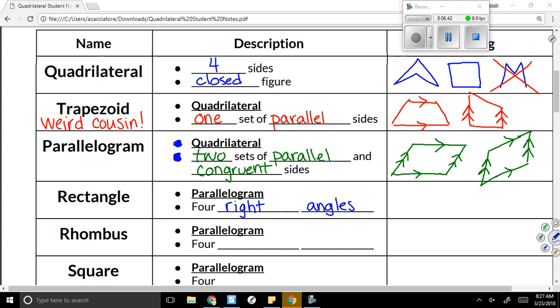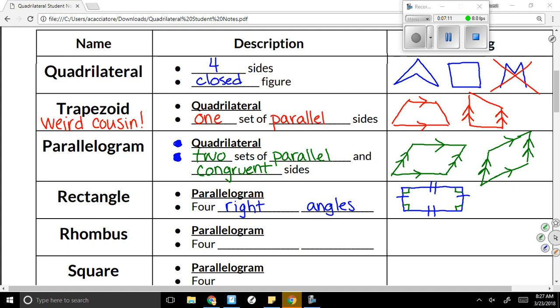And a lot of us know what a rectangle looks like, but we're going to make sure that we have those symbols. So I'm going to go ahead and draw my rectangle. It has 2 sets of congruent and parallel sides. So you can see that I've got 2 different sets of congruent sides. And then I'm going to show those right angles using that little box symbol. So that's an example of a rectangle drawing.